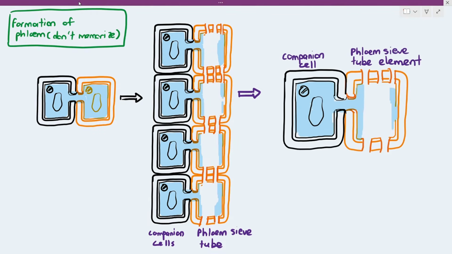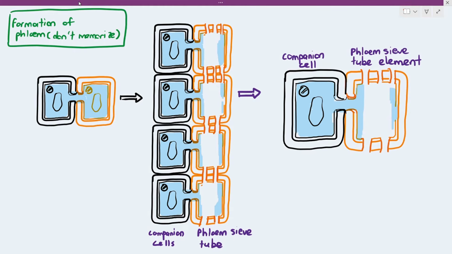So when I'm zooming into one of the companion cells and the phloem sieve tube element, we notice that the companion cell still has important organelles. It has the nucleus, it has a vacuole. It may also have organelles like mitochondria, rough ER, Golgi apparatus and such.